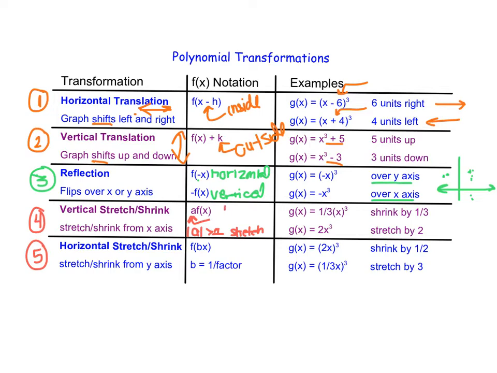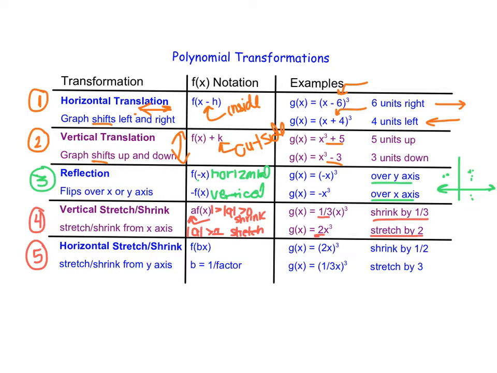Now, if a's distance from 0 is greater than 0 but less than 1, so something like a third or a half, that is going to be a shrink. Because if you think about it vertically, if I took your height and multiplied it by a half, you would shrink and get shorter. So you can see a couple of examples over here. If we multiply by a third outside of the parentheses, we're going to vertically shrink that graph by a third. But if we multiply it by something like 2, we're going to stretch the graph up by a factor of 2.